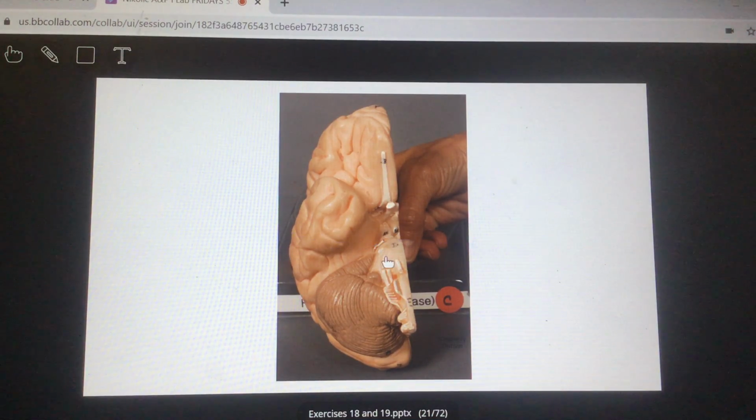All right, now where is number 5? Yeah, that's it. Good job. It's hard to see, but you got to practice that. That's right. So number 5 is the trigeminal.